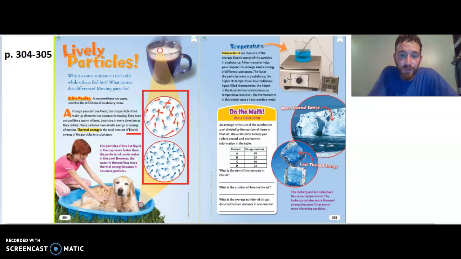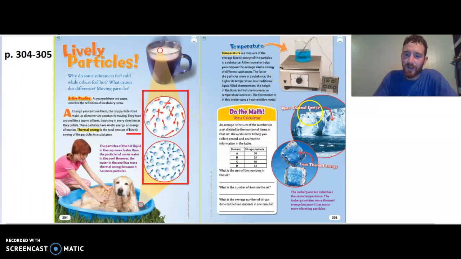The faster particles move in a substance, the higher its temperature, like we were just talking about with our hot cocoa moving faster. It's got a higher temperature because the particles are moving faster. Again, we sense that as heat, hotter and colder, with our fingers, with our touch, with our skin. We'll see an example of a person putting a nice cool towel on their face, and they sense that cooler temperature, meaning they sense the slower moving particles. And that's kind of what we get into on this page, okay?